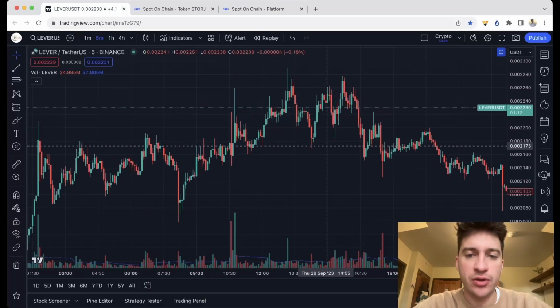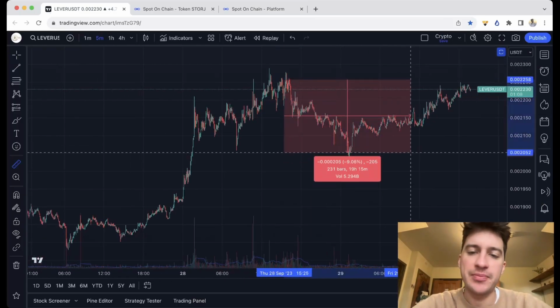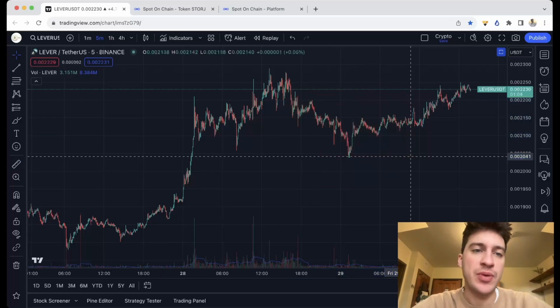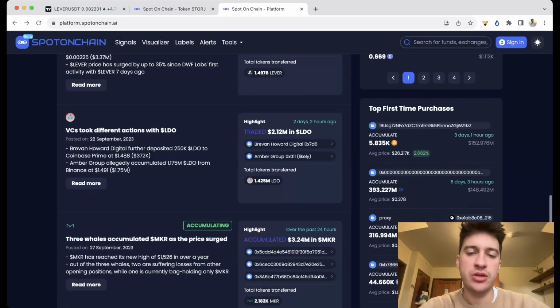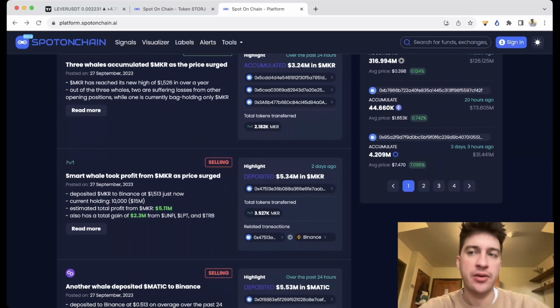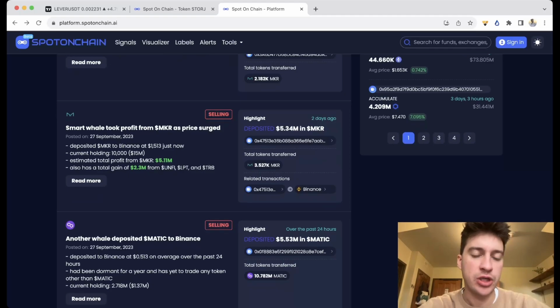After they deposited coins, you can see what happened to the coin. It fell. It fell 10%. So it was a pretty good signal. Basically, what I've been doing with this is, whenever it says selling, if I'm quick enough with these alerts, I can just sell because I know that this large trader is probably about to sell. Or if some large traders are accumulating, I can buy that coin on spot or just buy futures because I know that a lot of traders are accumulating it.